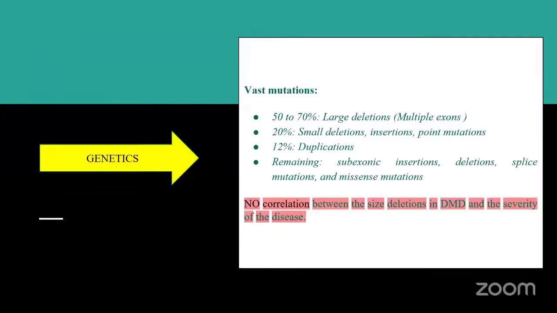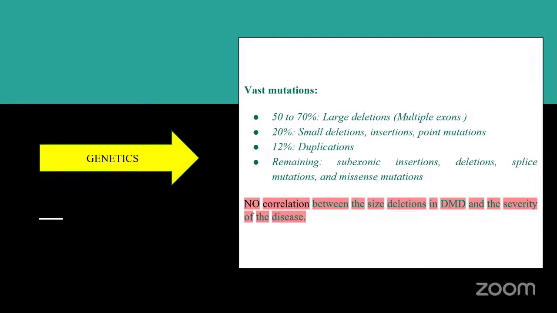So coming to the genetics aspect of this disease briefly. There is a large variety of mutations. 50 to 70% comprises large deletions, 20% small deletions, insertions and point mutations, 12% are duplications, and the remaining very small percentage is subexonic insertions, deletions, splice mutations, and missense mutations.